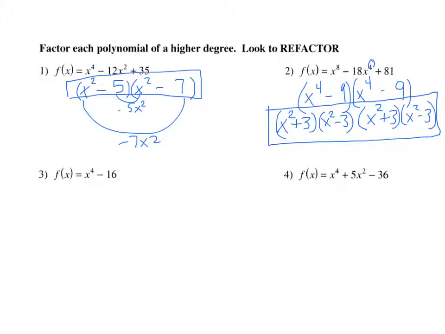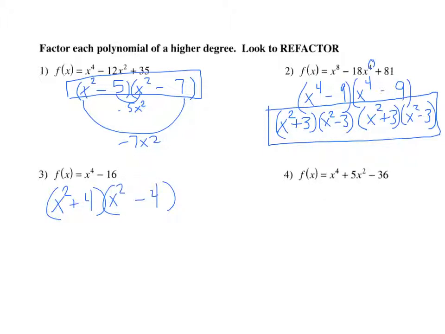Okay, why don't you try, actually let me do 3 with you, and then I'm going to turn you loose on number 4. So number 3 is a little bit different because it is a difference of squares. See how there's only 2 terms there? So we'll treat it like a difference of squares right off the bat. And it's an x squared plus 4, x squared minus 4.